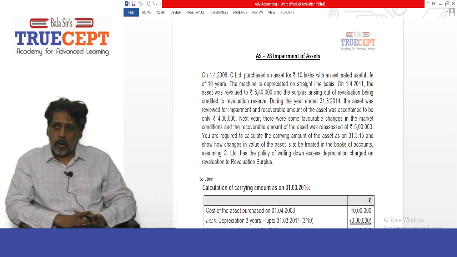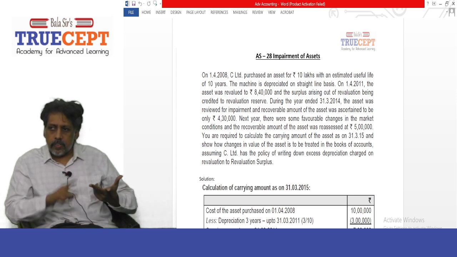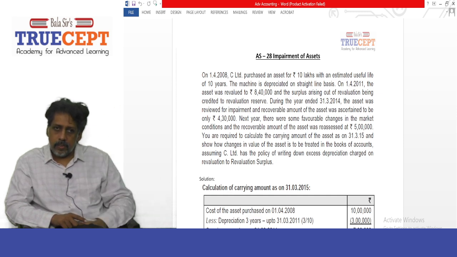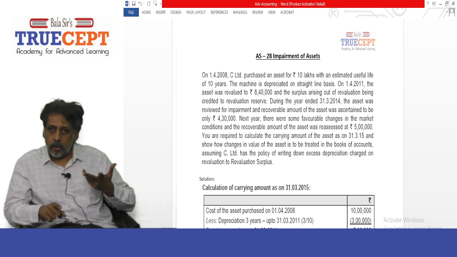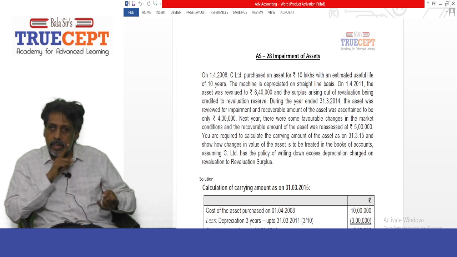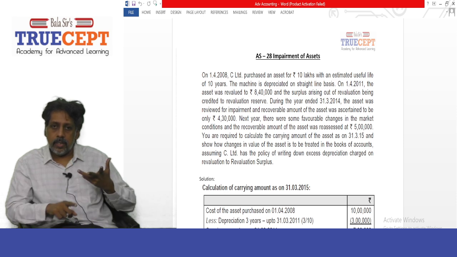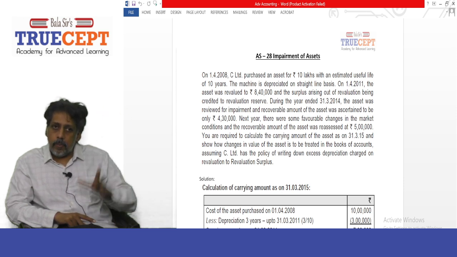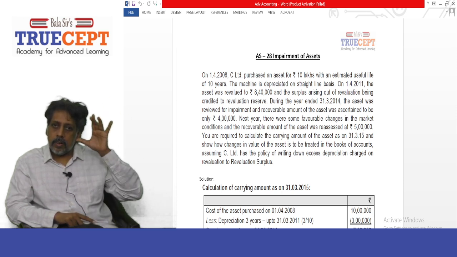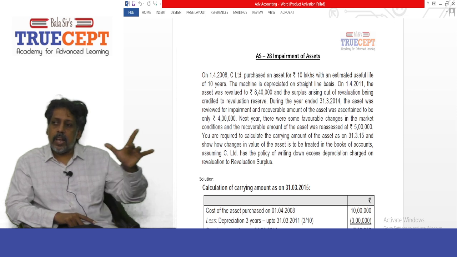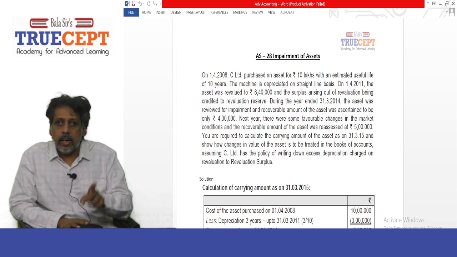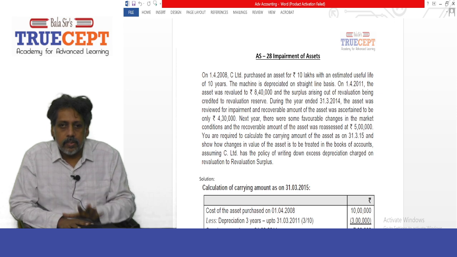As per AS 10 on property, plant, equipment, you have a choice. The extra depreciation charged after revaluation increase, remember we got 1,20,000 in the years 2011-12, 12-13, 13-14. That extra 20,000 will be taken from revaluation reserve and will be transferred to revenue reserve. You should never credit your profit and loss account. Is that clear? Yes, sir.